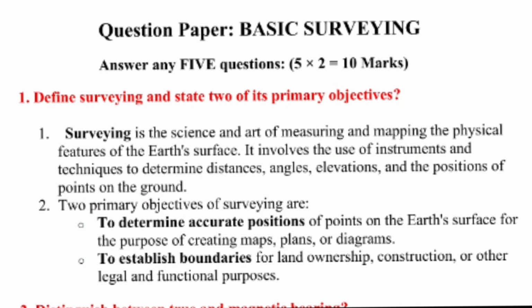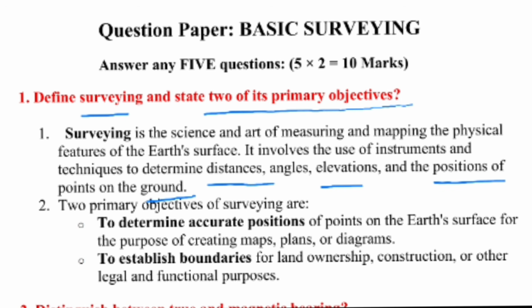This is the basic survey C25 scheme. Two-marks questions. The first question is: define surveying and state two primary objectives. I've given an explanation, but you can write it in simple words for 2 marks. Surveying is the art of measuring physical features of the earth's surface. We use it to determine the distances, angles, elevation and position of the ground.